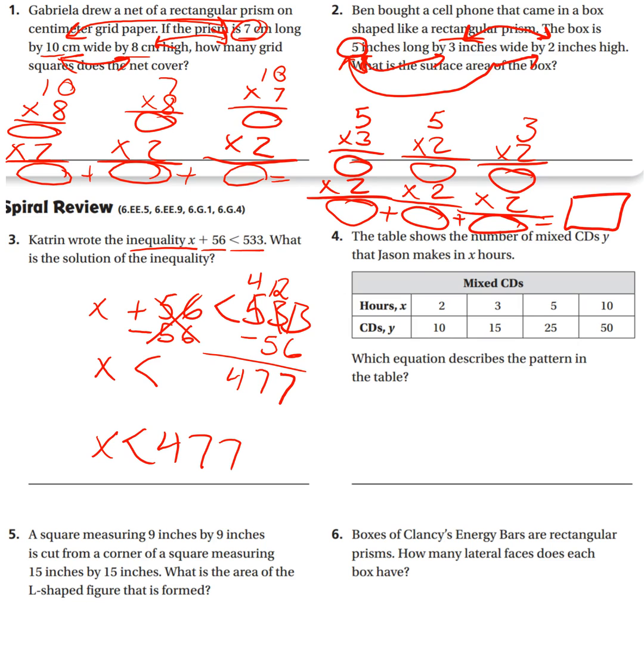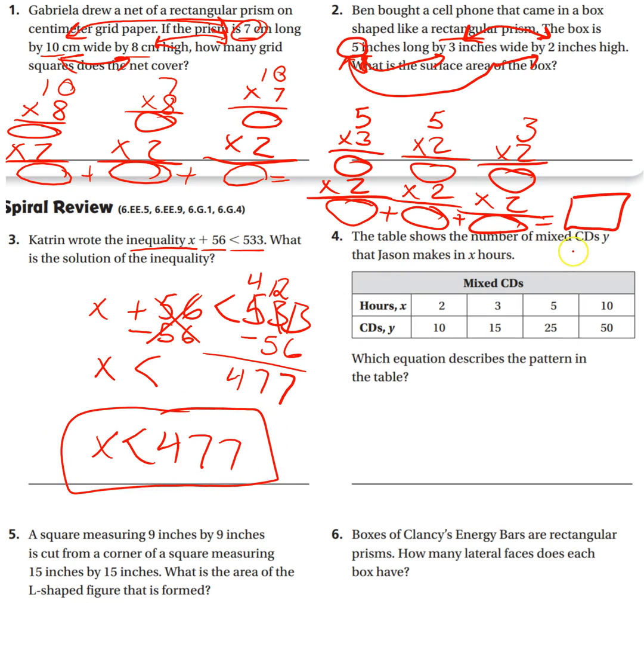So 476 is an answer, 475 is an answer, 474 is an answer, 0 is an answer, -5 is an answer, -1000 would be correct. All of those would be acceptable answers for x. But this is what you want to get to, where you have just a variable on one side. All right, so this is our final answer. We're done with that one.